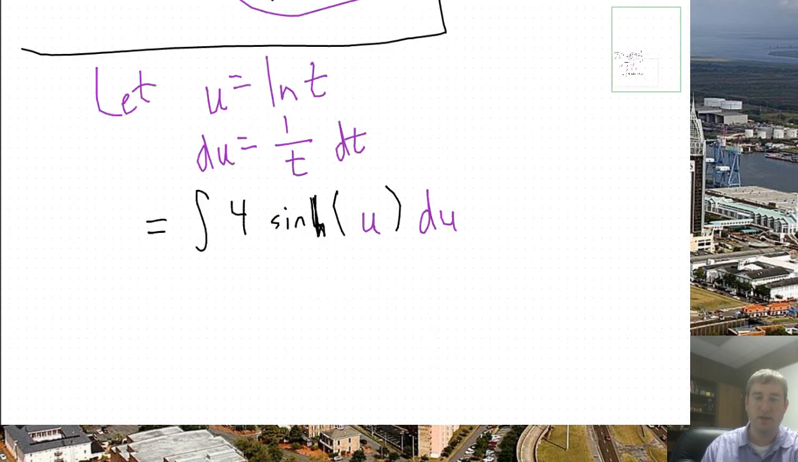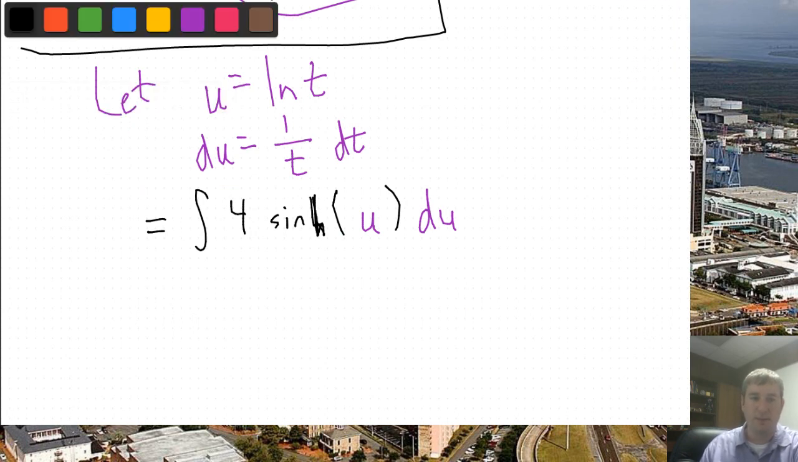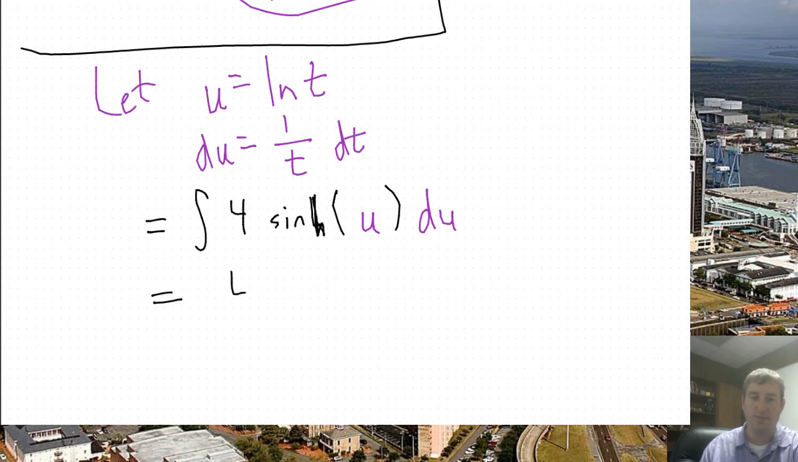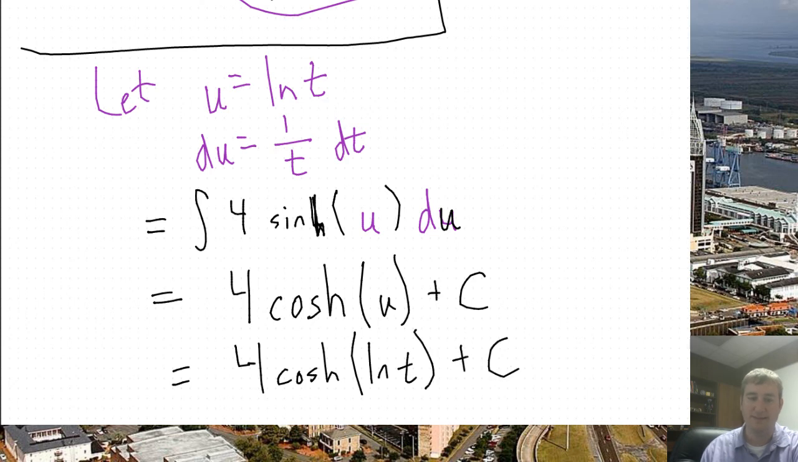All right, so where do I go from here? The 4 constant multiple comes down. The integral of hyperbolic sine is hyperbolic cosine. There's no negatives involved in hyperbolic cosine or sine integrals or derivatives. The u comes down because that's just the variable now because it showed up here in the du, plus c. And then finally, I'll replace the u with my substitution. That's going to be a natural log of t plus c.